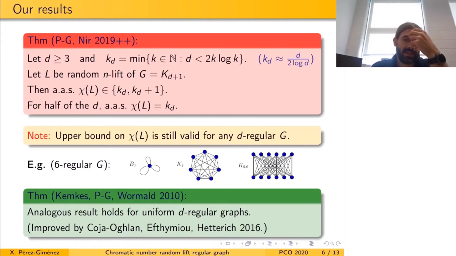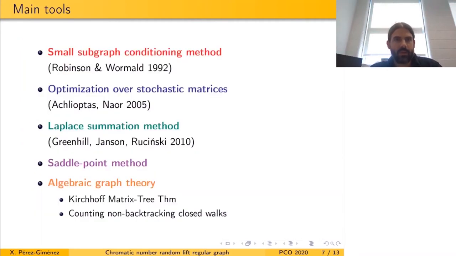So in some sense, we're trying to generalize things from the uniform model of D-regular graphs to a more general model where we can pick any D-regular base graph. Okay, so this is just the main set of tools that we used.